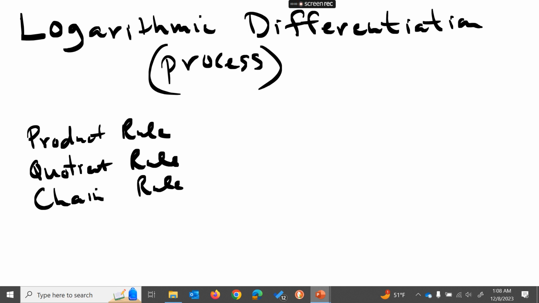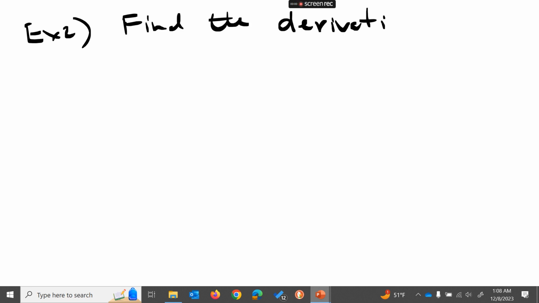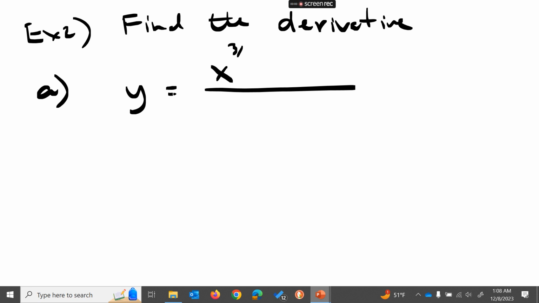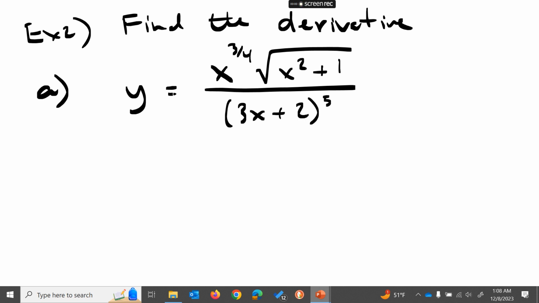And so let's see what this is. It's really in order to take derivatives of very complicated functions here. So let's go with it here. I think once we see a couple, we'll be a little bit okay. So exercise 2 says find the derivative. So here's what I'm going to do. I'm going to find the derivative of y is equal to, and I'll just let you think about that.